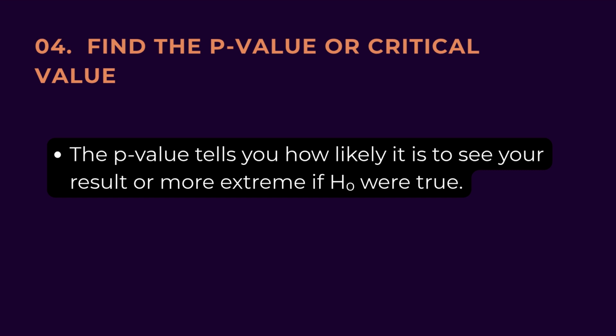Next, we translate that test statistic into a p-value. The p-value tells us, if the null hypothesis were true, how likely would it be to see a result this extreme or even more extreme just by chance. A small p-value means our result would be very unlikely under H0, which is evidence in favor of H1.